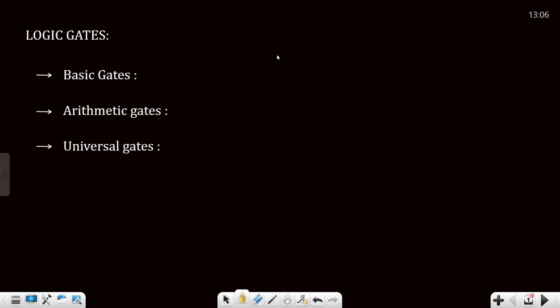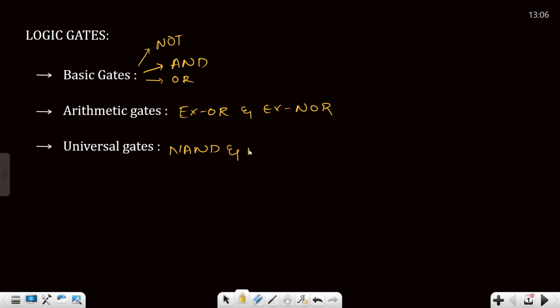Based upon its operation, there are three types of logic gates: basic gates, arithmetic gates, and universal gates. In basic gates, we will have AND gate, OR gate, and NOT gate. Similarly, in arithmetic gates, we will have XOR and XNOR. And similarly, in universal gates, we will have NAND and NOR. We will study each of these gates in detail. So today we will study basic gates.